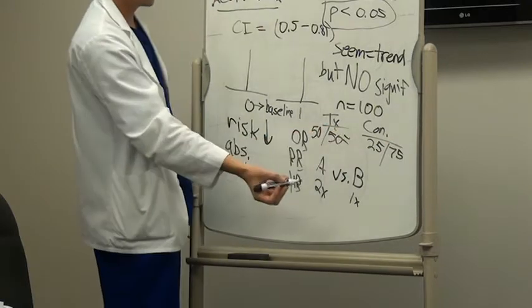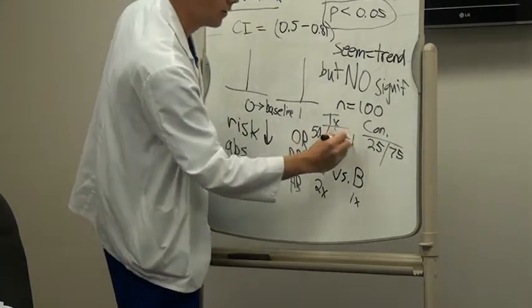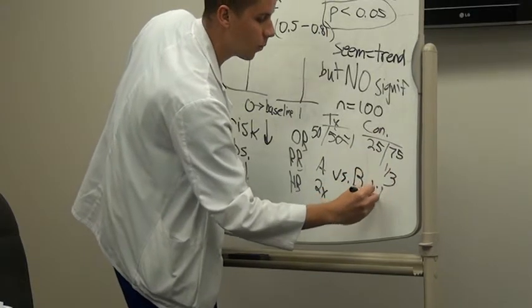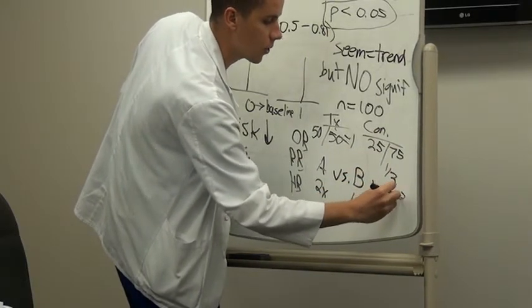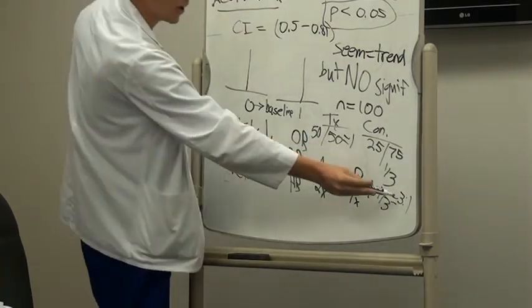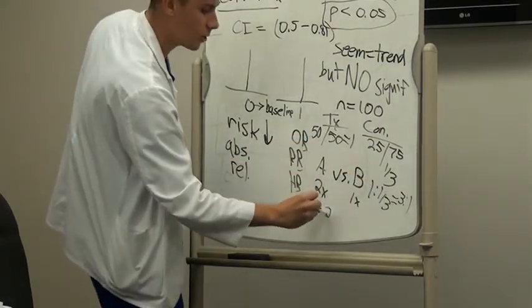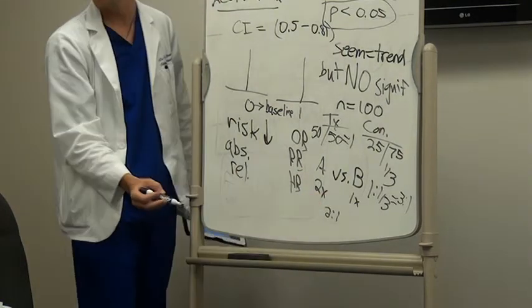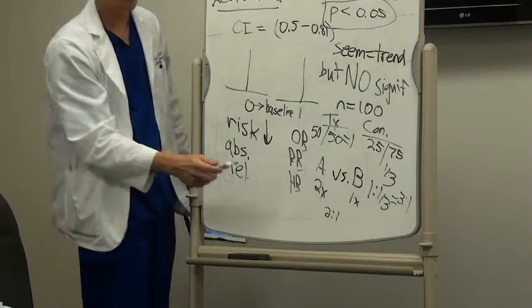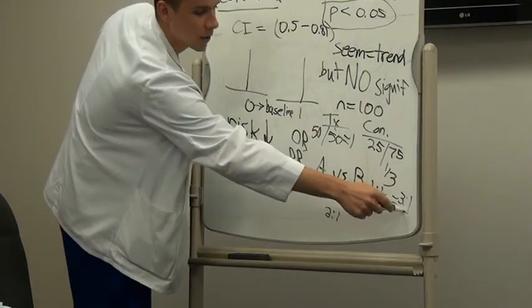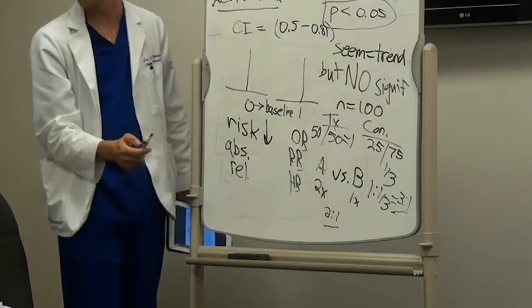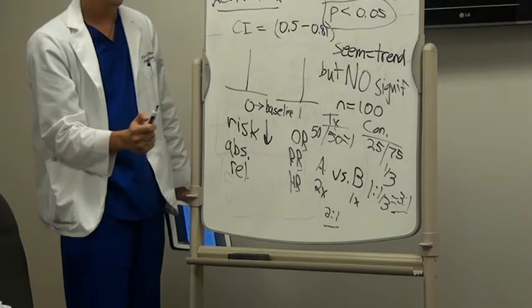What is 50 over 50? 1. What is this? 1/3. 1 to 1/3 equals 3 to 1, right? Odds ratio 3 to 1. Relative risk ratio 2 to 1. You see how using the exact same numbers, I can make it seem much better here than it is here, using odds versus relative risk. Yes?